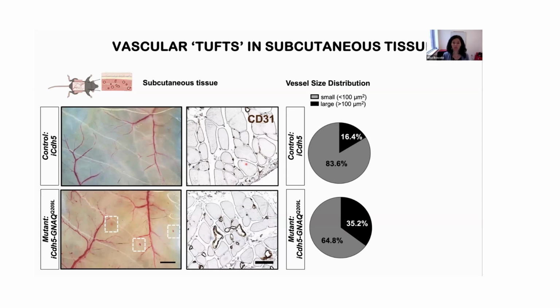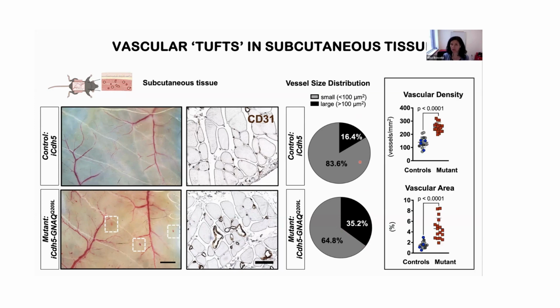And when we stain the muscle underneath the subcutaneous tissue in the chest with CD31 to label the vasculature, you can see there are enlarged blood vessels. We also analyzed the vessel size distribution, and in the mutant mice, the percentage of large blood vessels with an area above 100 micrometer square was increased compared to the control mice. And we also quantified vascular density, the number of blood vessels per millimeter square, and the vascular area in percentage, and those are increased in the mutant mice subcutaneous tissue.